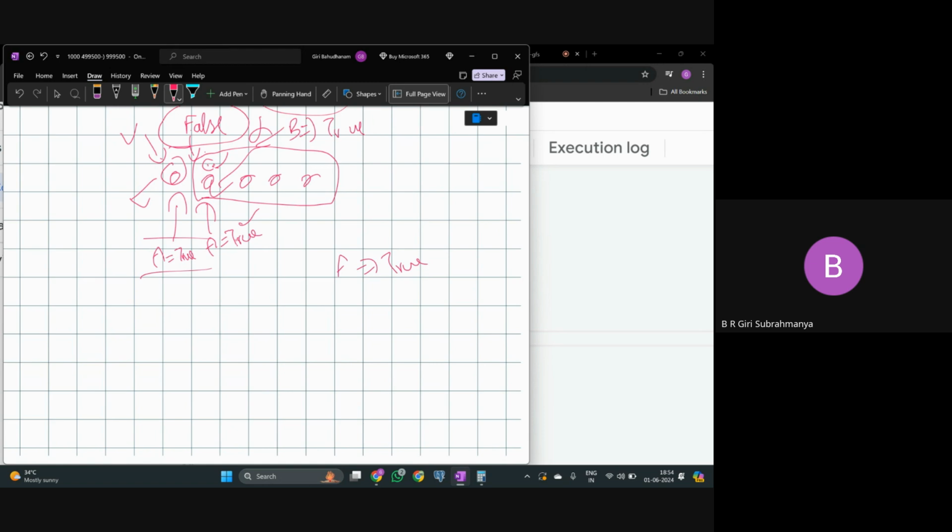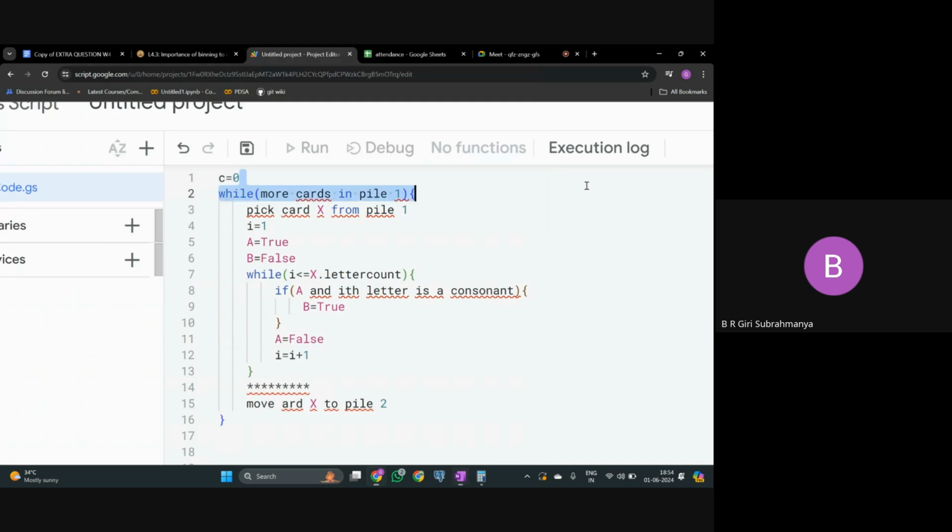So one of these two conditions should not get satisfied. Now, if this is a consonant, we cannot make it into a vowel. It will remain a consonant. So how to change this one? After the first letter, we'll make A false, right?